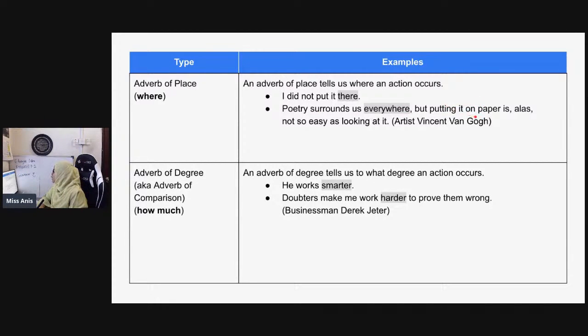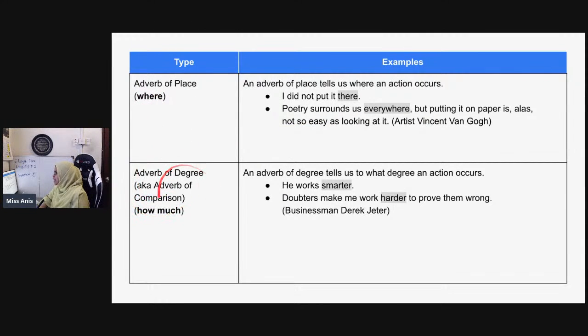Okay, but putting it on paper is alas not easy as looking at it. So here maksudnya kadang-kadang apa yang kita tulis dekat atas paper, apa yang kita cuba nak describe sesuatu poetry ke ayat ke, kita nak tulis untuk ceritakan dekat orang kan. Contohlah kita cakap sesuatu tu cantik atas paper, tapi bila kita tengok kadang-kadang cantik tu lain dari apa yang ditulis, contohlah Miss tulis cantik, tapi for you cantik lain. So this is what it means by this ayat. Nampak tak dekat situ poetry dia. Okay, alright, so that's for adverbs of place.